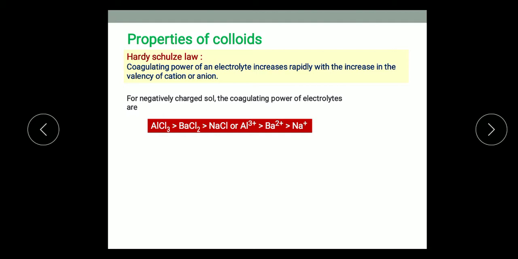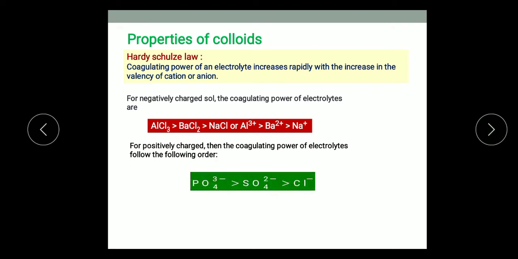So for the same negative sol, the coagulating power of the aluminum ion, or a salt having the aluminum ion, will be highest. Similarly, for a positive sol, the coagulating power depends upon the valency of the negative ion. Suppose you have phosphate, sulfate and chloride, then the phosphate ion, since it has valency 3, has the maximum coagulating power.